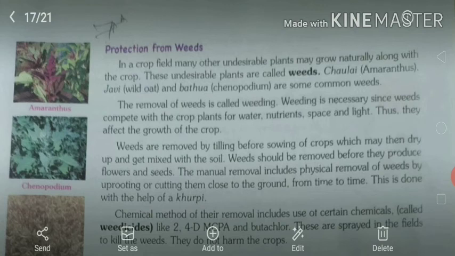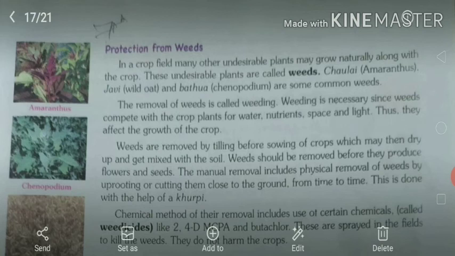So if weeds are in the fields, they compete with the crop plants. It means they also need water, they need nutrients, light and space. So they just start competing with the crop plant. So this is not good for the growth of the crop plant.